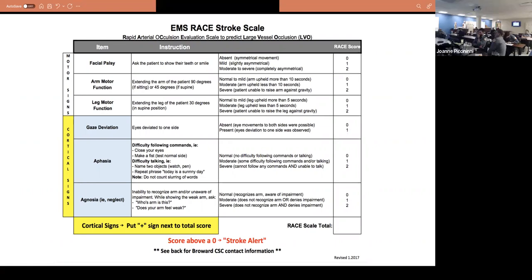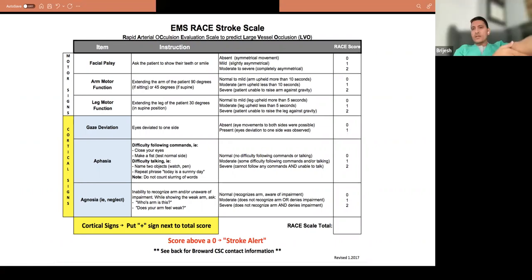Then the leg strength, same thing. So, ask them to lift up the leg, and then you're going to count. The main difference is up to 5 seconds, and the leg should be about 30 degrees off the stretcher when you're starting to count. If they're not able to lift it at all, then it's 2 points. If they're able to lift it, but it drops within that 5-second count, then it's 1 point. And if it's just slight drift or it's completely normal, they're able to sustain it, then it's 0 points, okay? And then you go on to the gaze preference.